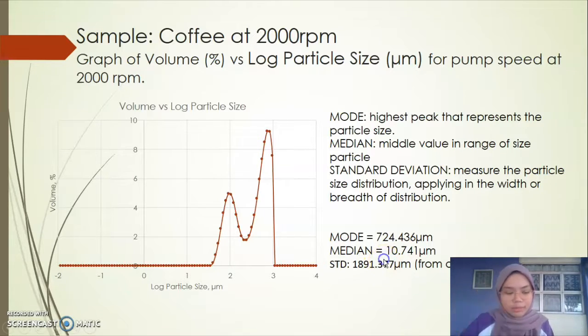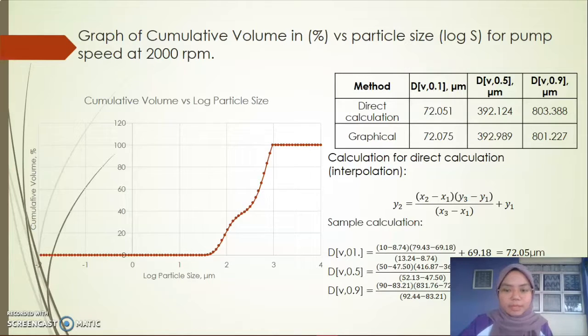And this is the cumulative volume versus particle size graph. Basically the D values can be obtained by two methods, which are direct calculation and graphical. The graphical value can be obtained from this graph, and for the calculation we get it from interpolation. This is the equation for the interpolation. This is the sample calculation for 10%, 50%, and 90%.